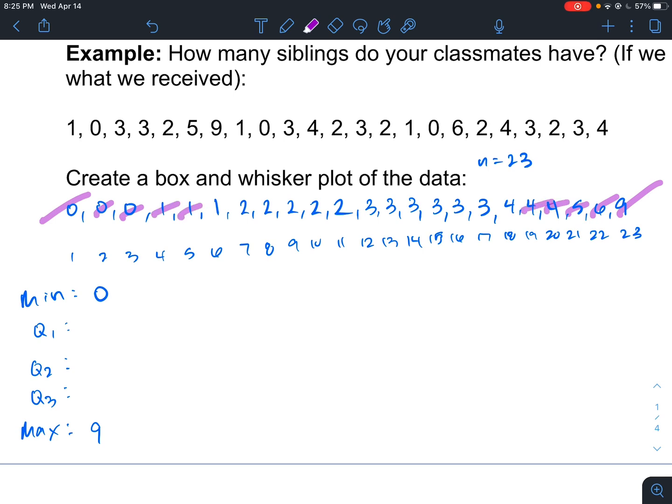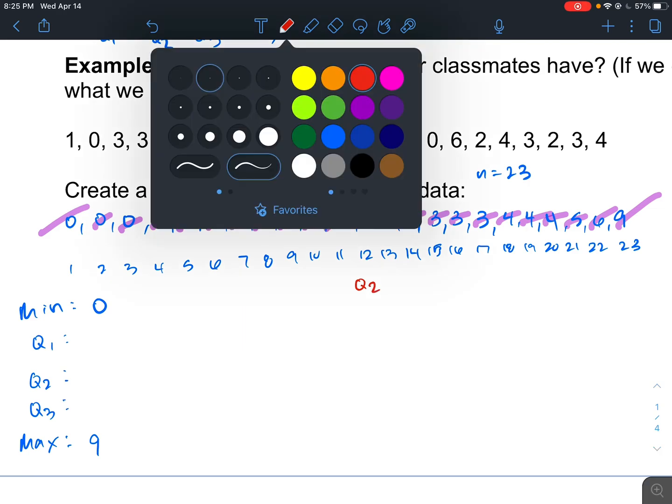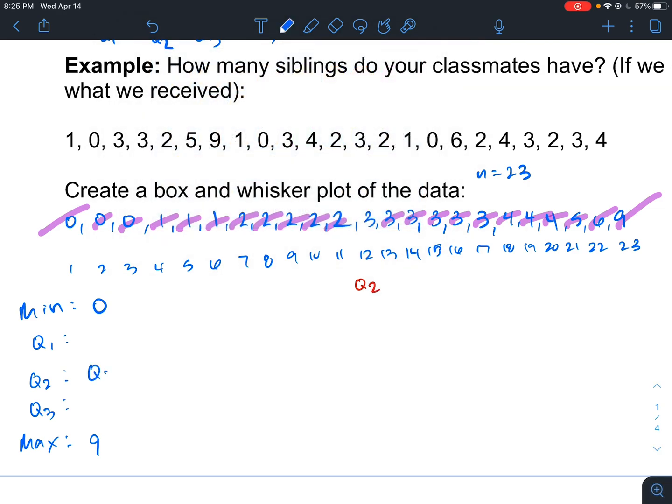Just finding myself to the middle. Right there. Yep, 12. So that is the middle number right there. So this right here is my Q2. My median. So that's the middle of my data set.